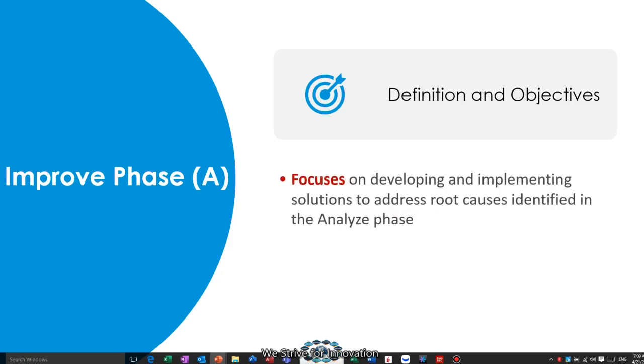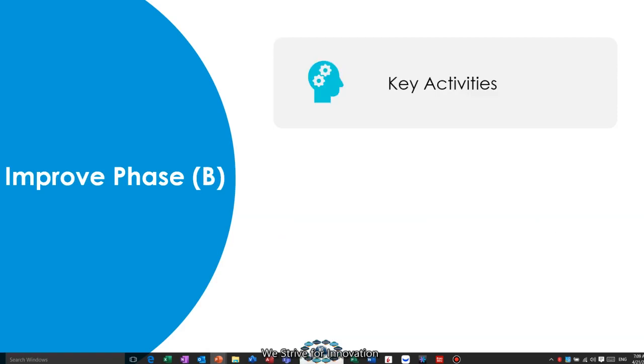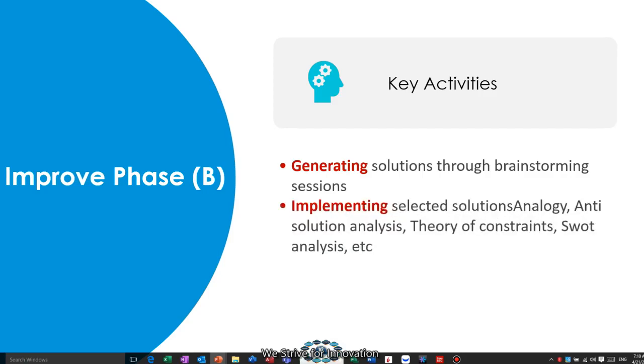phase. What's going to be your objective? You will include generating and testing potential solutions to improve process performance. What's going to be your key activities? First, you will generate solutions through brainstorming sessions. Then you will implement selected solutions using methodologies such as anti-solution analysis, theory of constraints, SWOT analysis, etc.